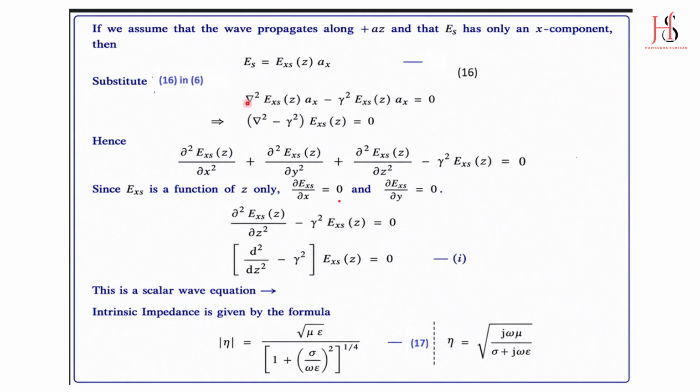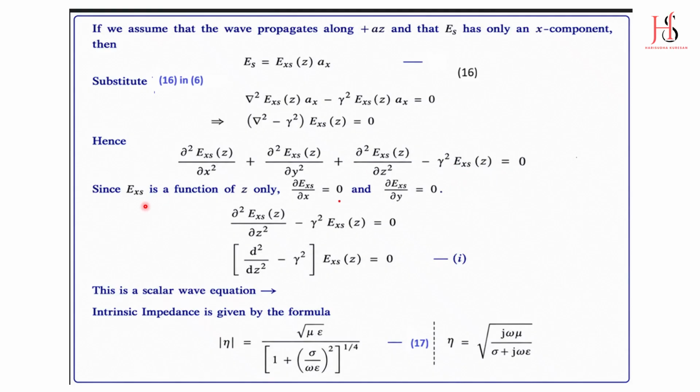In this previous equation, del square can be expressed as ∂²/∂x² plus ∂²/∂y² plus ∂²/∂z². So we are just rewriting this equation and implementing the del square. Instead of del square Ex of z, we will be getting ∂²Ex(z)/∂x² plus ∂²Ex(z)/∂y² plus ∂²Ex(z)/∂z², and this term retains the same, minus gamma square Ex(z) equal to 0.